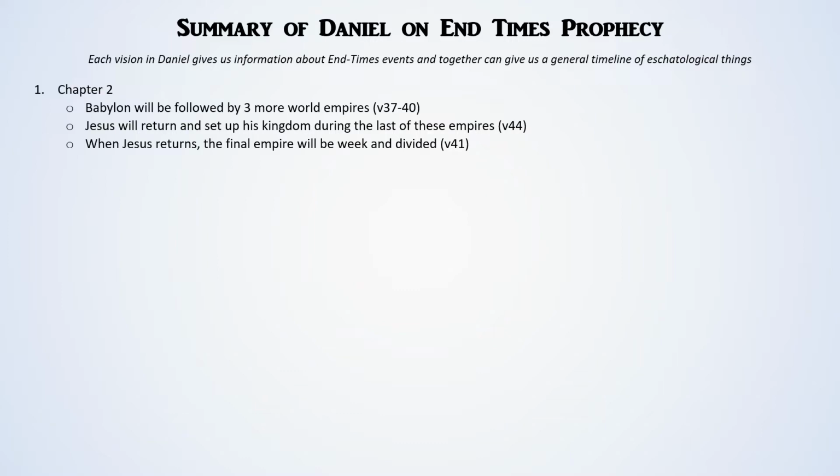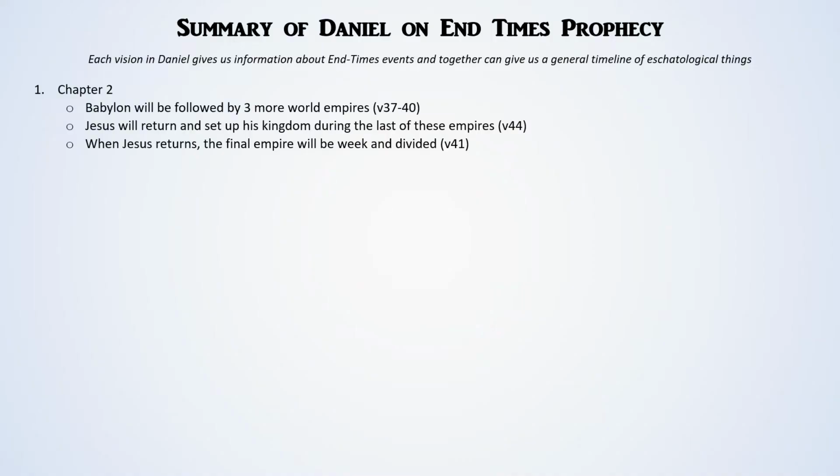Whereas thou sawest the feet and toes, part of potter's clay and part of iron, the kingdom shall be divided, but there shall be in it the strength of the iron. So it's going to be weak and divided. That's all we learned from Daniel chapter 2. Okay, let's move right along.